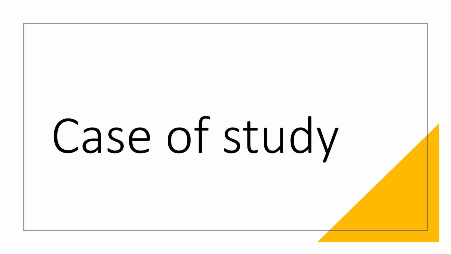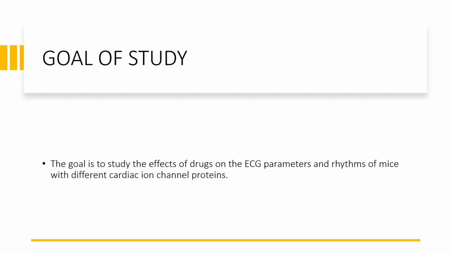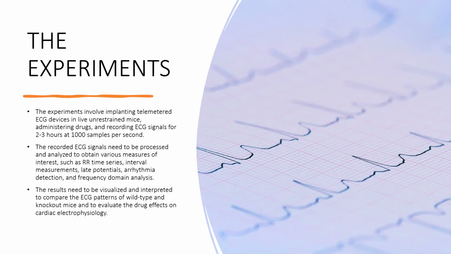Case of study. The goal is to study the effects of drugs on the ECG parameters and rhythm of mice with different cardiac ion channel proteins. The experiments involve implanting a telemetered ECG device in live and unrestrained mice, administering the drugs, and recording ECG signals for 2-3 hours at 1000 samples per second.